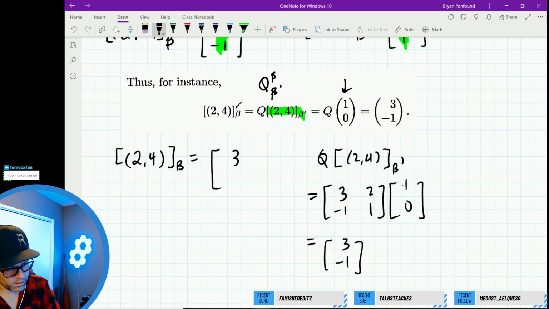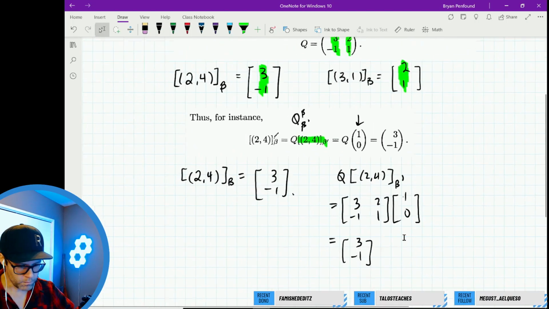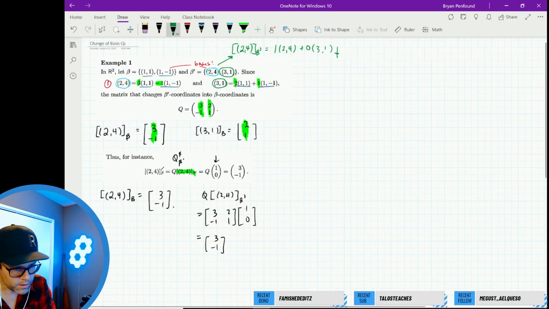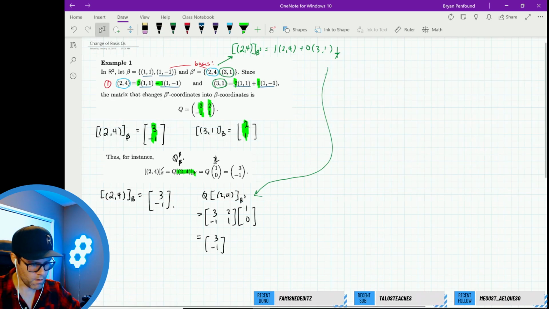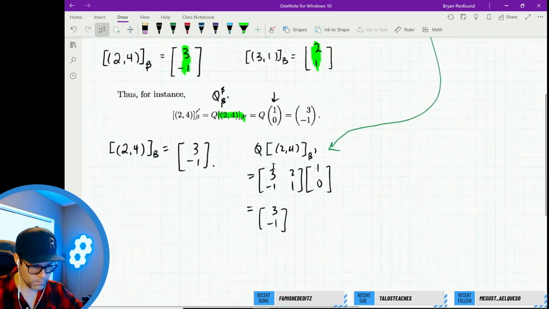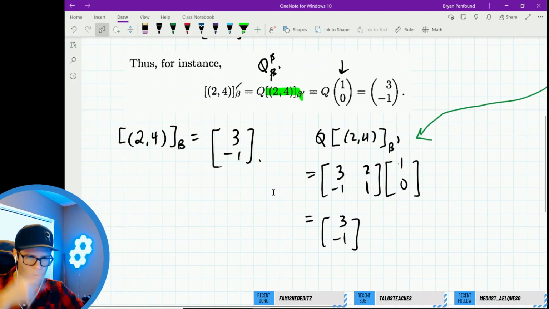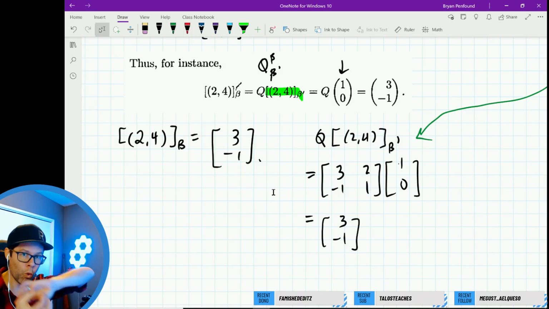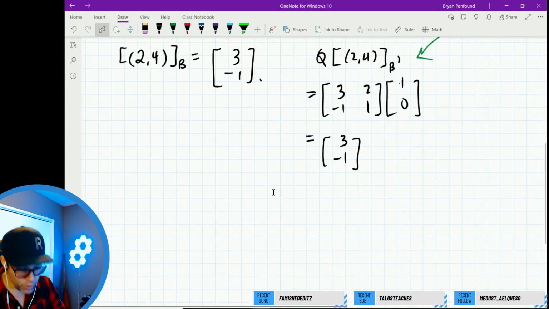Maybe I'll just write these as columns so that they line up nicely. Maybe I will probably export this as well, so let me put a little star here and say that we've used that down here. So there, that's how Q works. Q takes us from basis beta prime and converts that coordinate vector into a coordinate vector in basis beta. Now, theoretically, Q should be invertible.